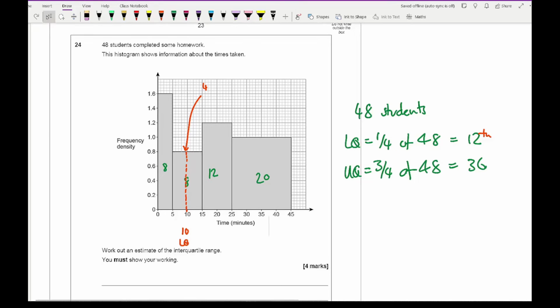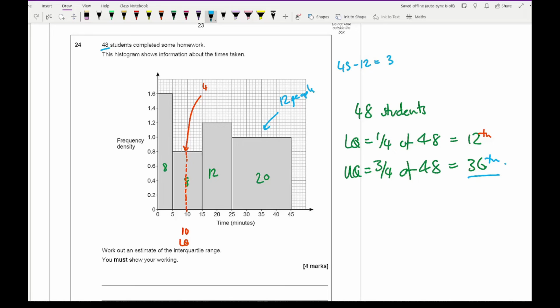Now, to work out the upper quartile, I need to work out where the 36th person is going to be. If there's 48 people, then I need to do 48 take away 36, which means 12. So I need to minus 12 people from this box. If one person represents a row of a single box, then I just need to take away 12 from 45.